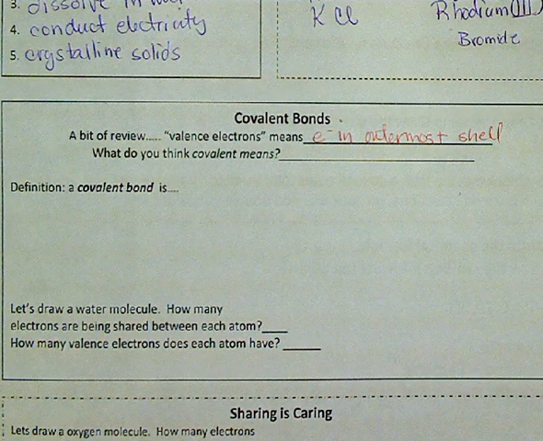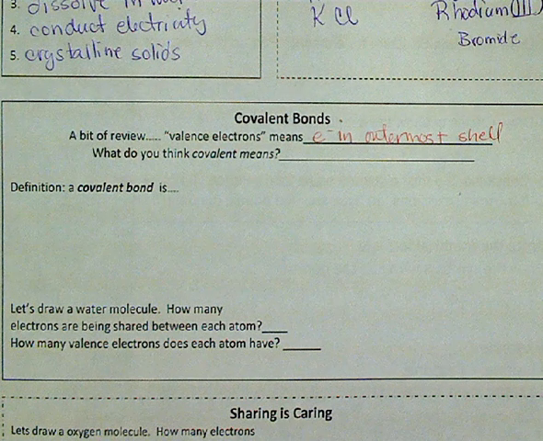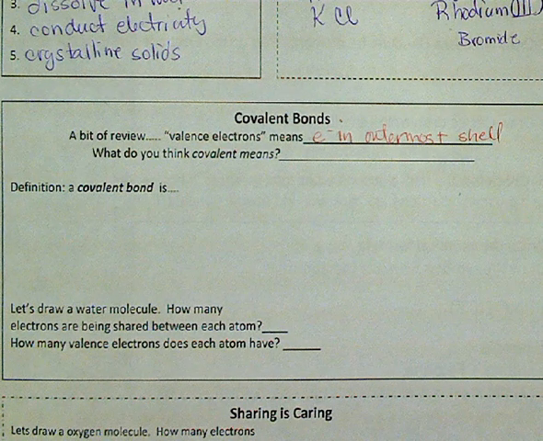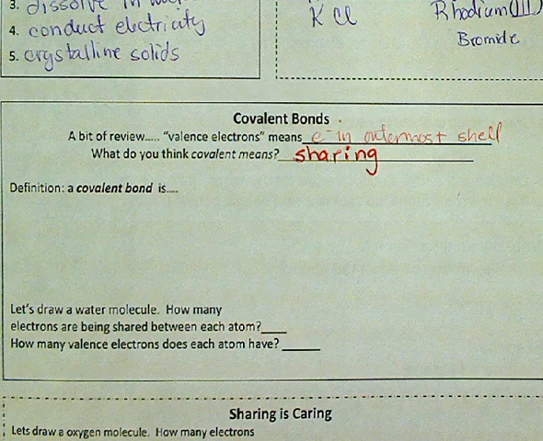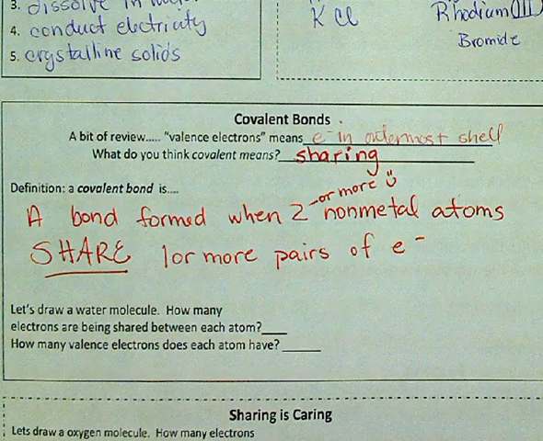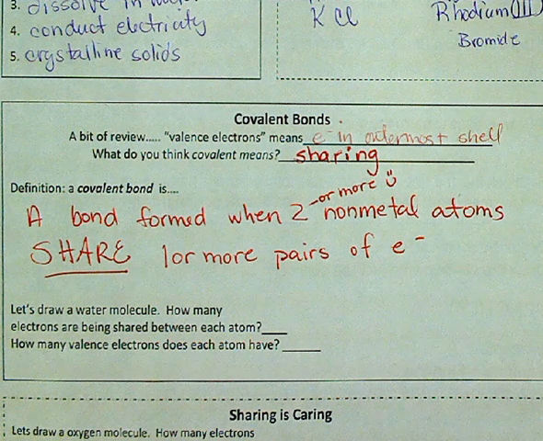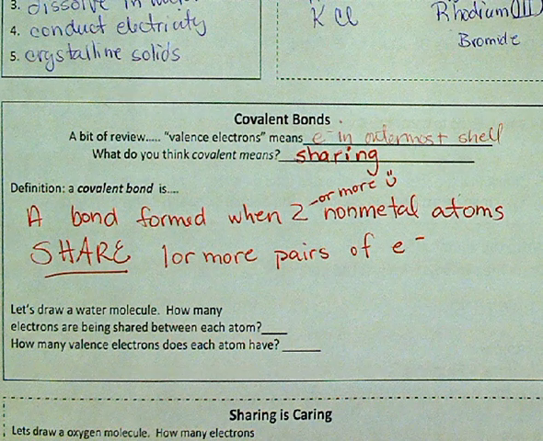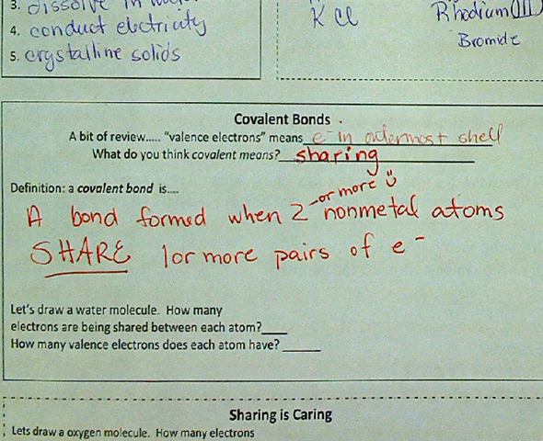So, what do you think covalent means? Covalent is sharing. The definition of a covalent bond is a bond formed when two or more non-metal atoms share one or more pairs of electrons.